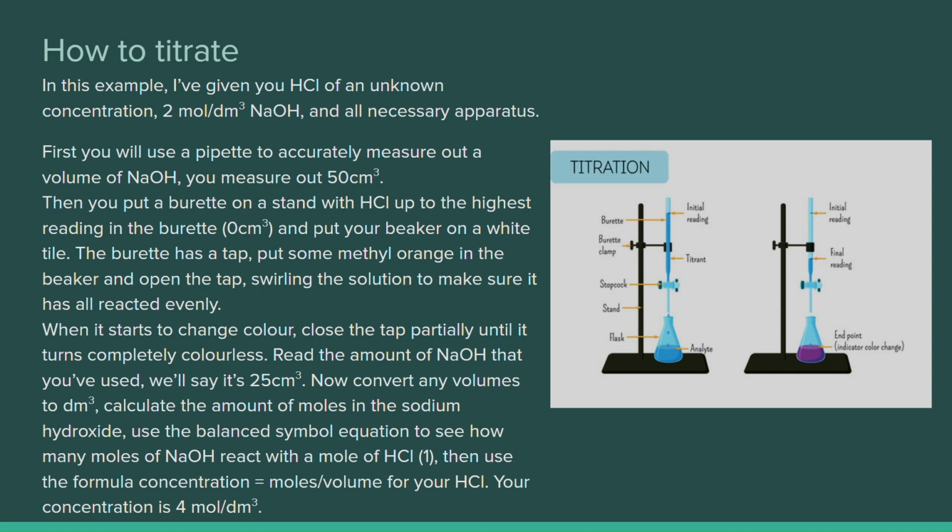I think I might have gotten that wrong. I think you're meant to use phenolphthalein instead of methyl orange. Oh well. So you put that in the beaker and open the tap. Swirl the solution to make sure it's reacted evenly. You can open the tap fully or partially. Here you open it fully so it goes faster.